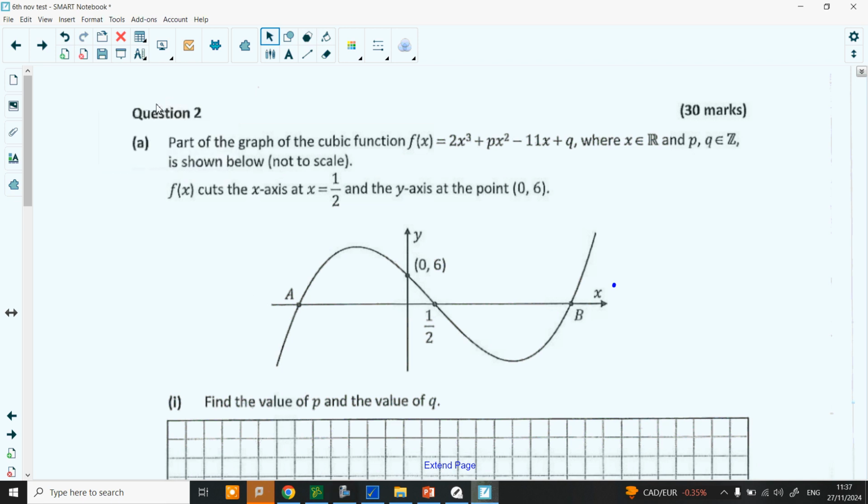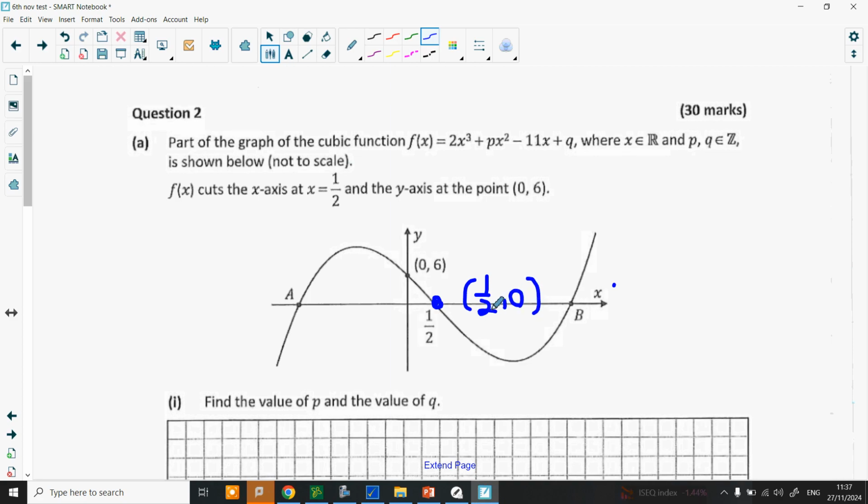Now, part of the cubic function is shown, okay? And it crosses the axis at 0, 6, and also crosses at a half, 0, yeah? The easiest way to do this is that the f of x means y. Would you all be agreed with that? So the y value equals whatever x value you put in.